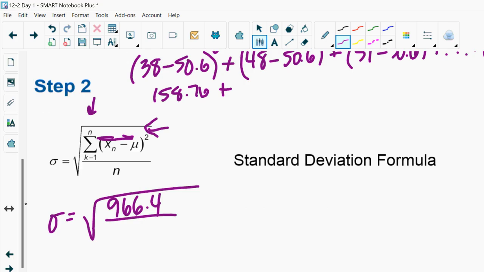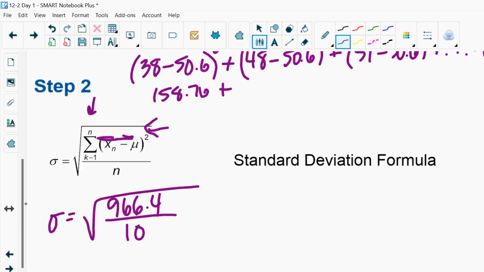And then what we just did, that's the ugly part of that formula. And now we just divide by n, which is the number of numbers in the data set, which in this case there were 10 temperatures. And then really we can type that in all at once in our calculator, or if you want to do 966.4 divided by 10 and then do the square root of it, that works as well.